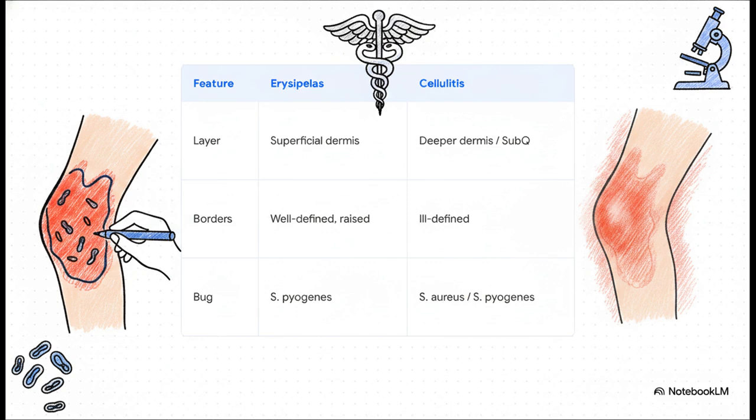Plus, it's almost always group A strep. Cellulitis, though, that lives much deeper, down in the deeper dermis and subcutaneous fat. Because it's deeper, the inflammation just kind of fades and blends into the normal skin. The margins are ill-defined, and it's usually caused by either Staph aureus or group A strep.